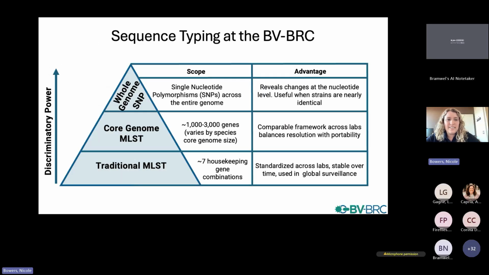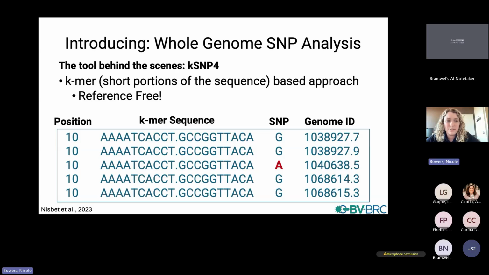So now we're leaving MLST and discussing whole genome SNP. In this case, we use a tool called KSNP4. This tool operates by breaking your genome sequences into shorter sequences called kmers. The K stands for the length of the sequence piece, and that is actually determined by KSNP4. For viral genomes, it's a little shorter because of how the genomes operate, and bacterial genomes can be longer.